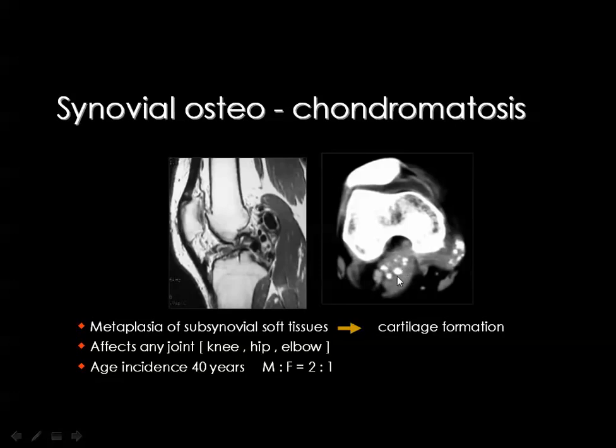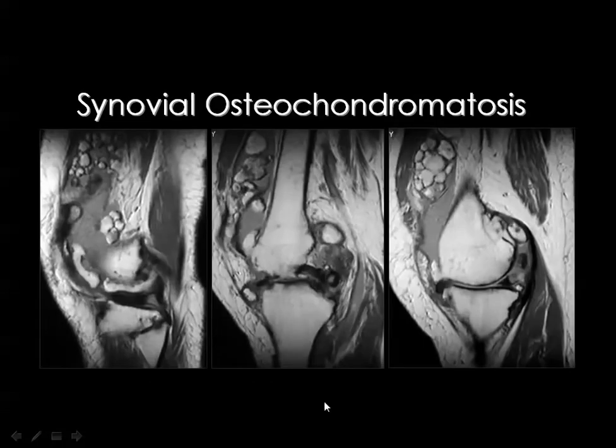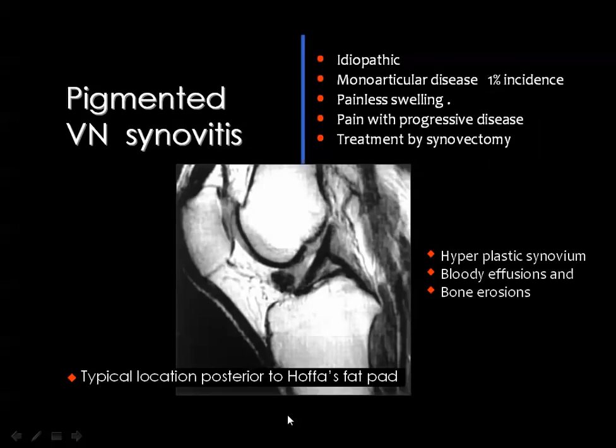Loose bodies will appear dense in the CT scan, and will appear black in the MRI T1, T2, and the STIR images. This is an X-ray of the knee showing numerous loose bodies in the lateral compartment as well as in the suprapatellar bursa. An extensive case of loose bodies within the knee joint. You see all these are loose bodies representing a case of synovial osteochondromatosis.